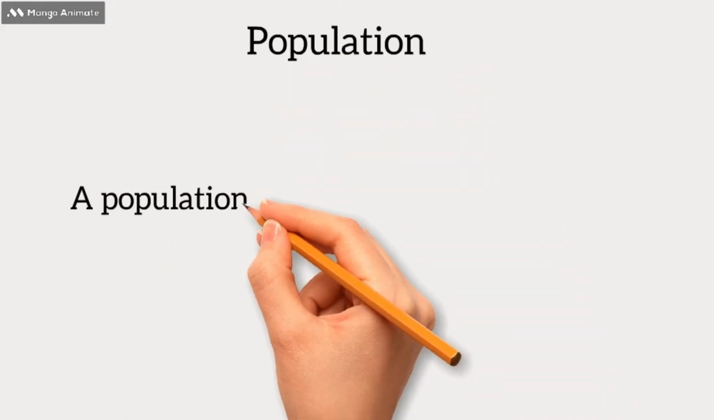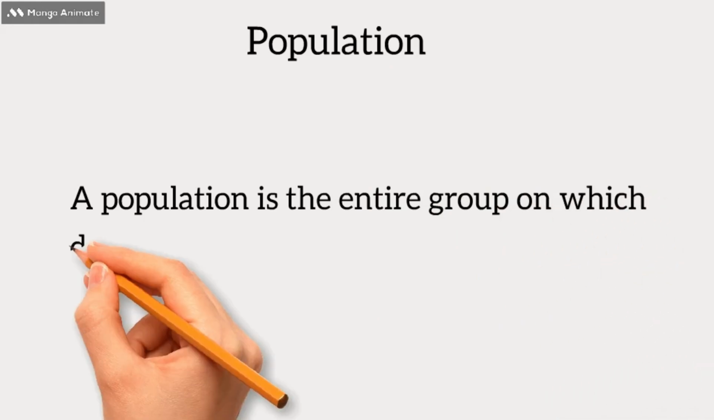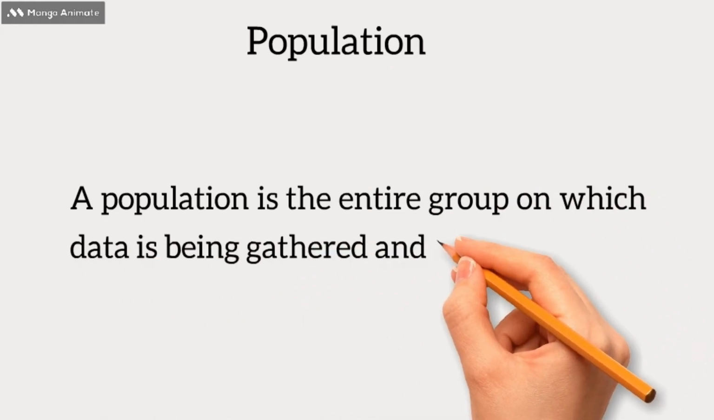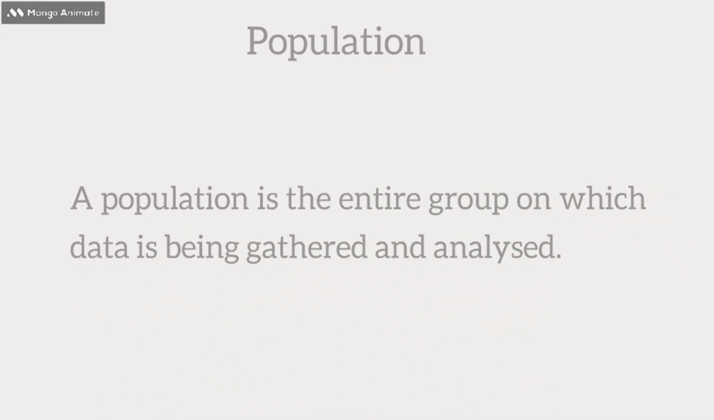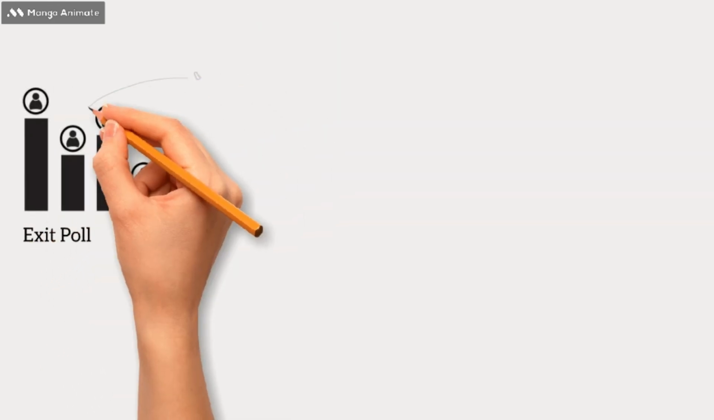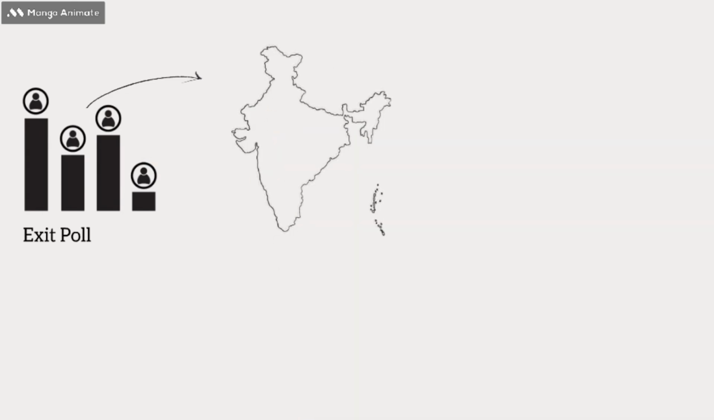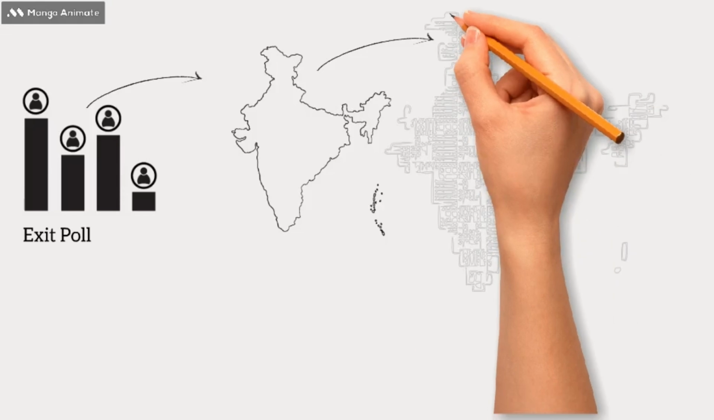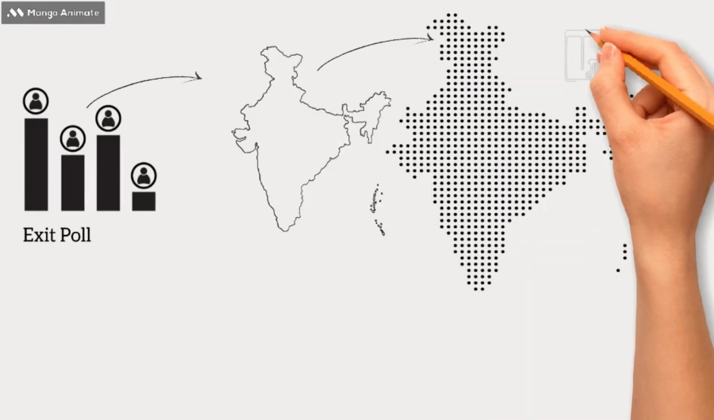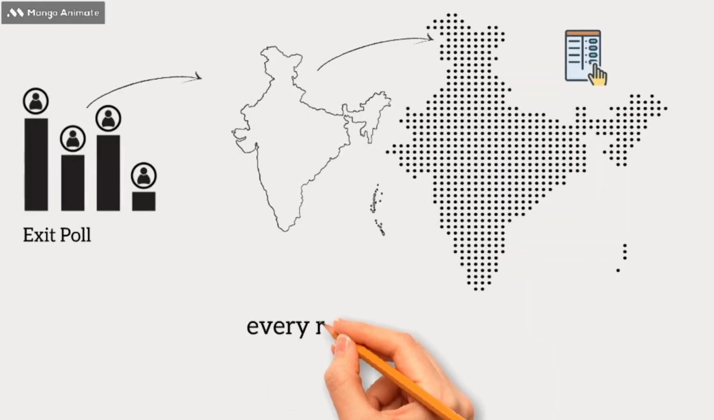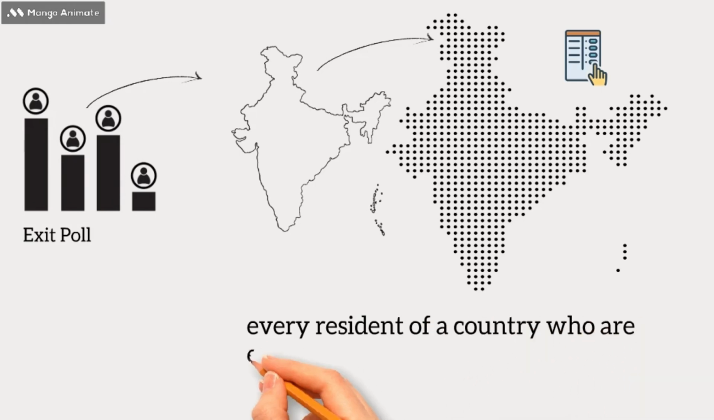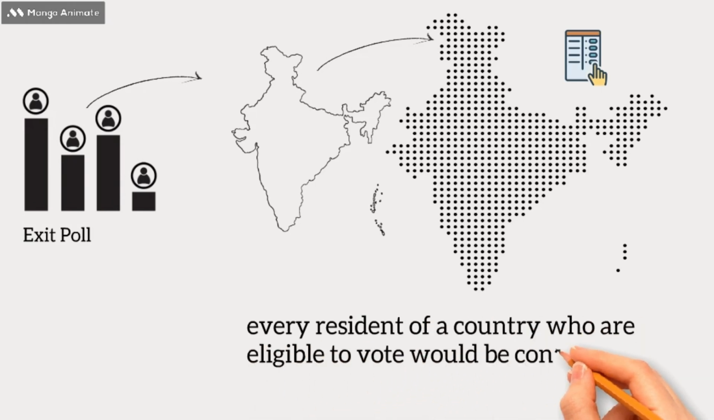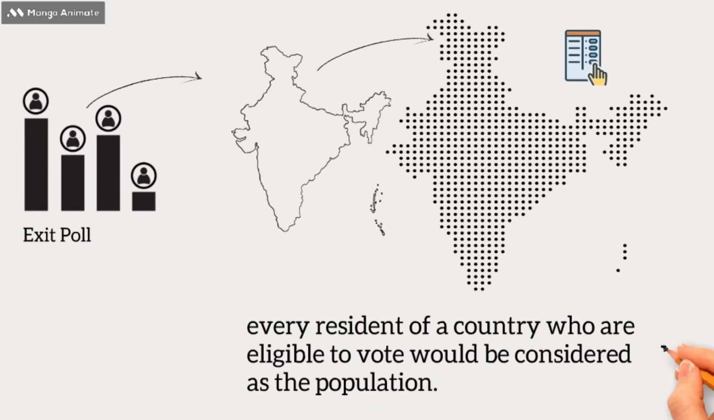A population is the entire group on which data is being gathered and analyzed. For an example, if someone wishes to survey about the exit poll of the elections of a specific country, then every resident of a country who is eligible to vote would be considered as the population. Population is denoted by the capital letter N.